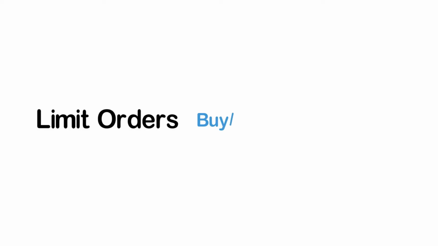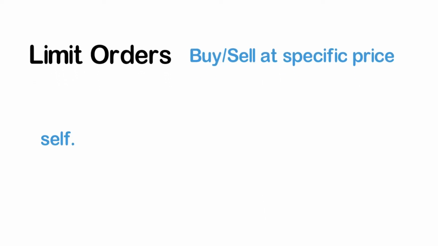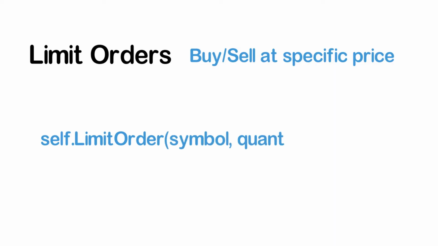The next order type is a limit order, which allows you to specify a price at which you want your order to be filled. Limit orders usually take longer to fill or might sometimes not even get filled at all, but on the flip side, they allow you to get better entry and exit prices than market orders. You can send a limit order by using self.LimitOrder, which takes 3 arguments.